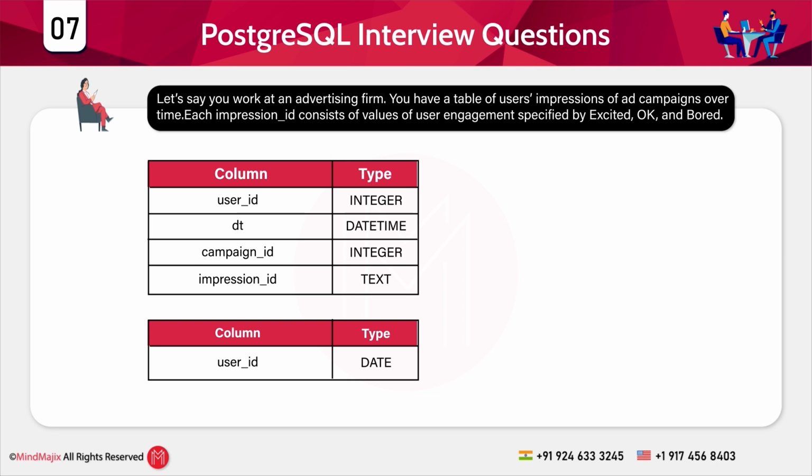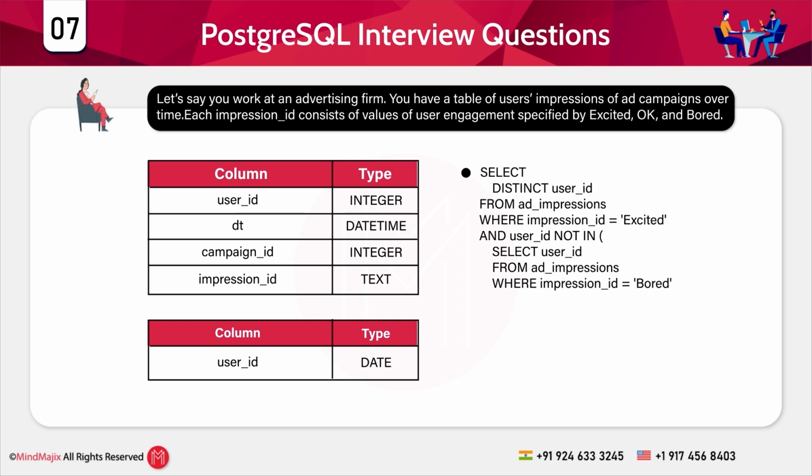As you can see on the screen, first you can pause this video and write your query, and once you have written the query, you can match it with the query that you can see on the screen right now. Our query will look like: select distinct user_id from ad_impressions, which is our input table. And now to specify the conditions, we want the condition as excited and never been bored.